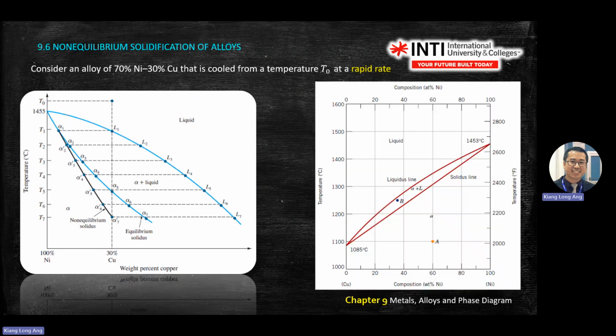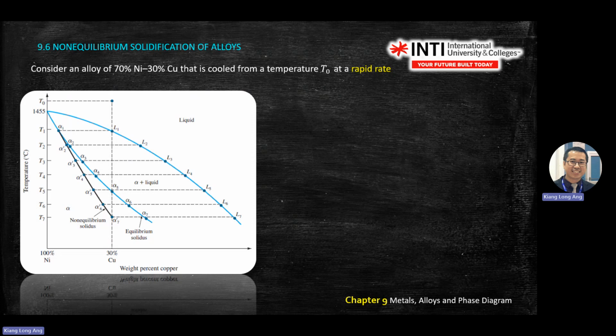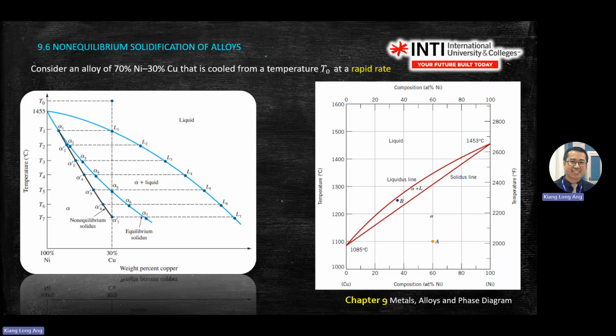So we try to capture what happens at certain points. For example, we consider 70% nickel, 30% copper, which is at this line. You draw the line. So 30% copper, 70% nickel is cooled from a temperature T0 at a rapid rate. This is a composition of copper-nickel, and it's a bit different because we flip the graph. Actually, it's the same experiment but a different presentation.